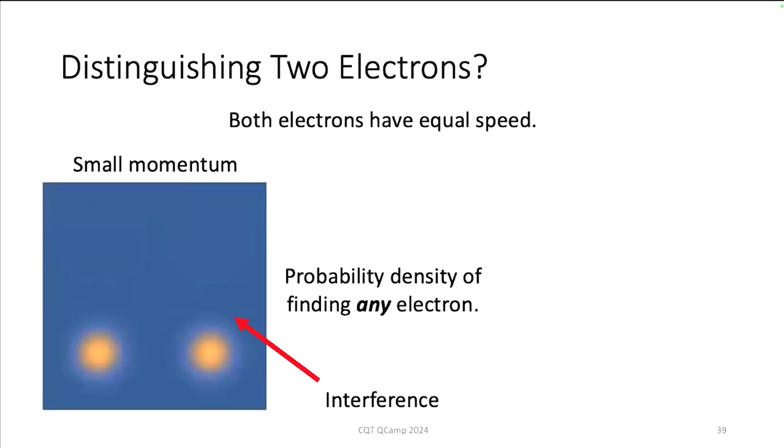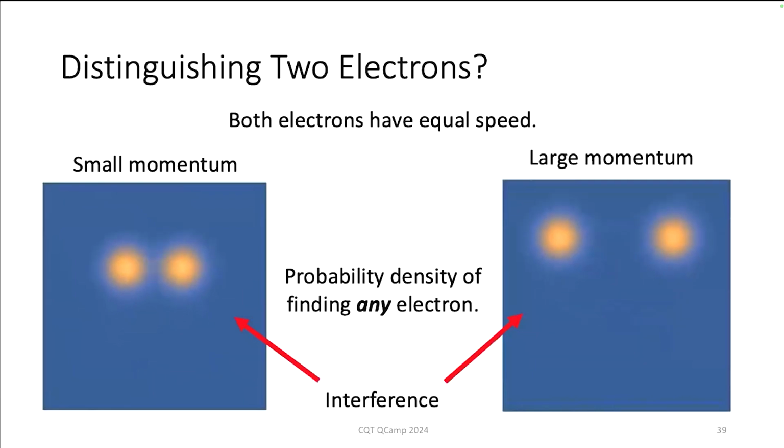Two electrons approach each other, and then they interfere, but then they repel each other. So we can actually track the electron from start to finish. So we can actually distinguish them. But there is some interference here. But what happens if we have a larger speed, a larger momentum?